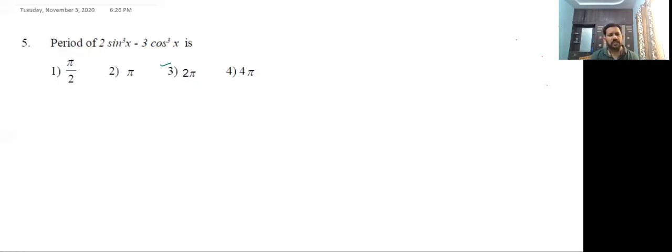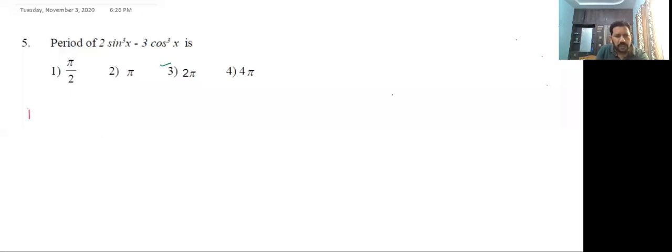In the previous class, we completed the periodicity concept and level 1 to 4 problems. Now I am going to discuss the fifth question. Students, see the fifth question, what is given? Period of 2 sine cube x minus 3 cos cube x.